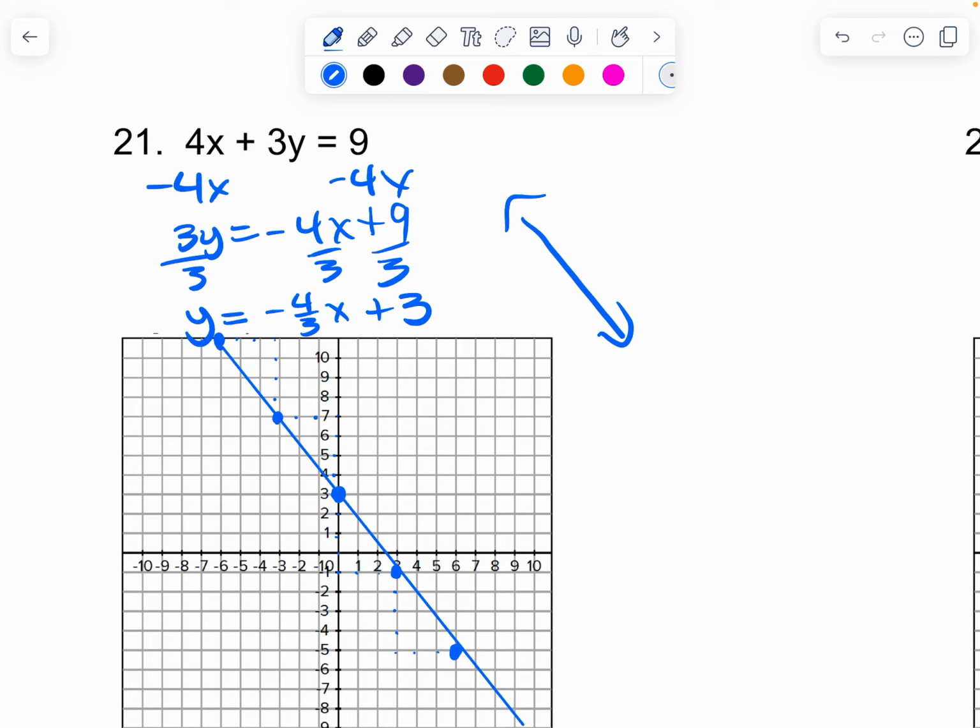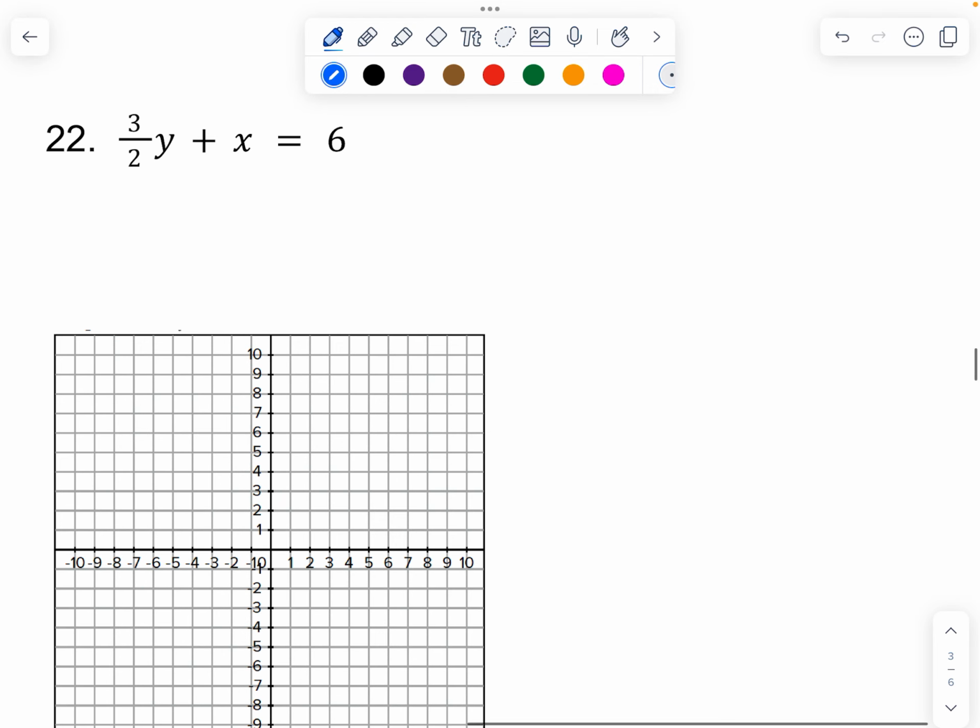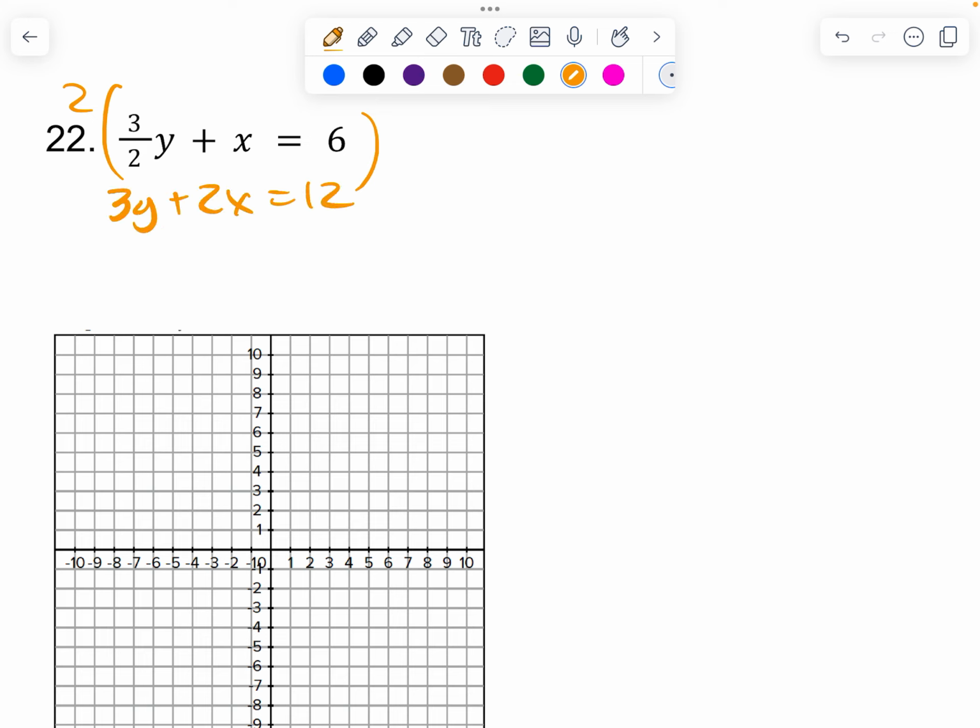It's not liking what I did, so let's do it this way. That's better. It's not perfect, but it's better. Okay, so this one, I don't like fractions. I'm going to multiply by 2. 3y plus 2x equals 12.